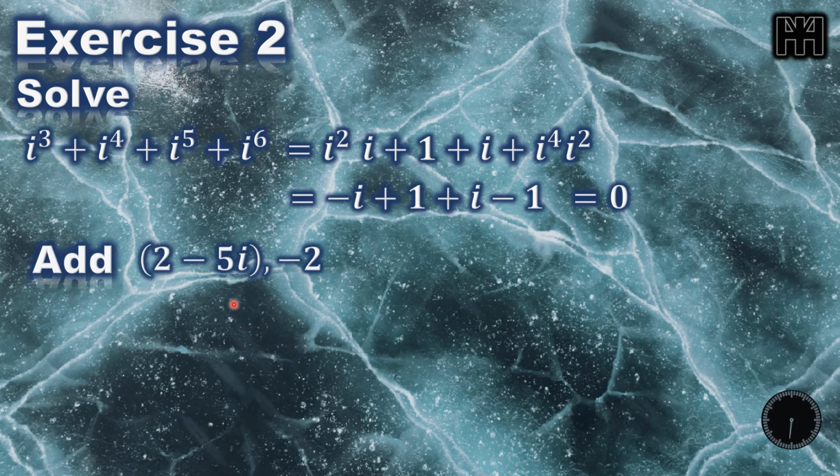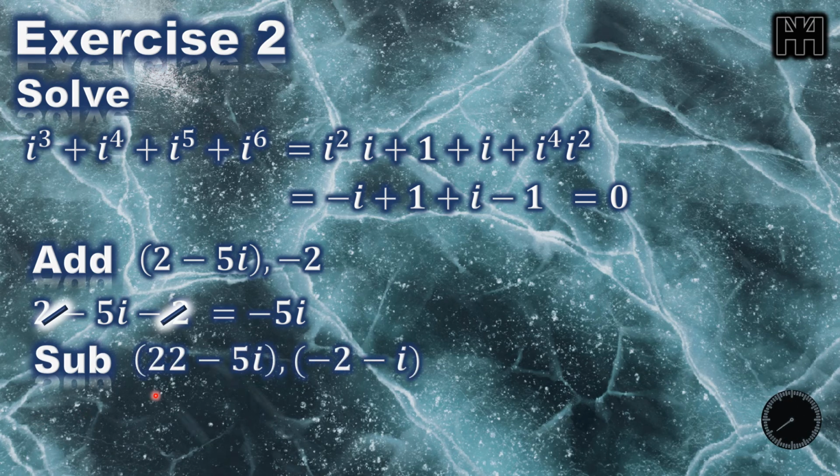Okay, add 2 minus 5i and -2. We have them here. Put the real with the real here: 2 and -2 cancel out each other because we have positive 2 and -2. So the answer will be -5i.